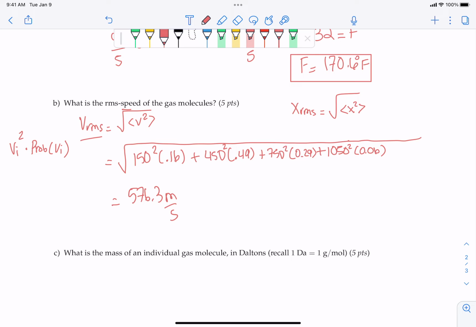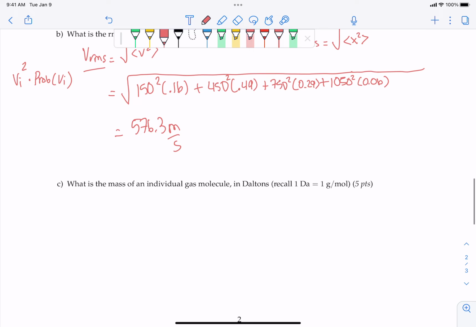But yeah, so that should be the RMS speed for this part B. Is everyone on the same page now with regard to the calculations, or is anyone still confused? You got it now? Okay, awesome. Okay, so now we can move on to part C.